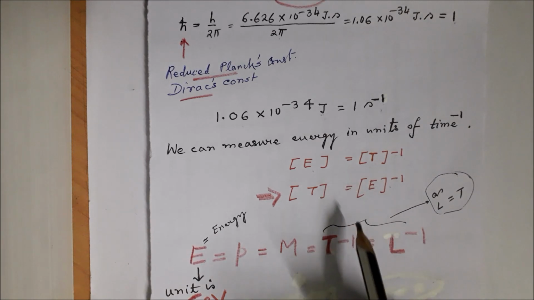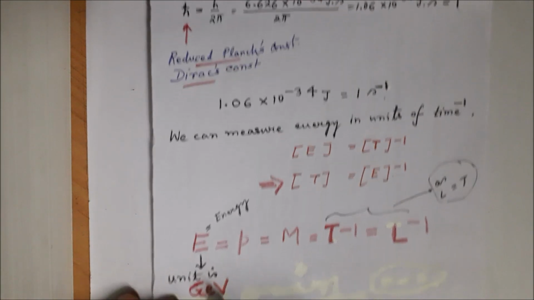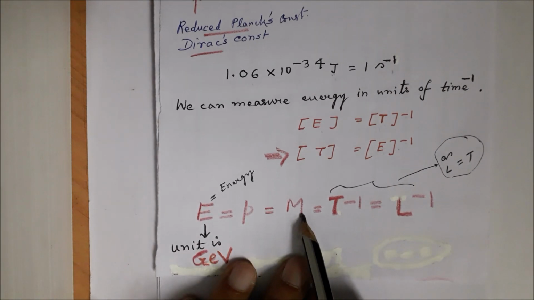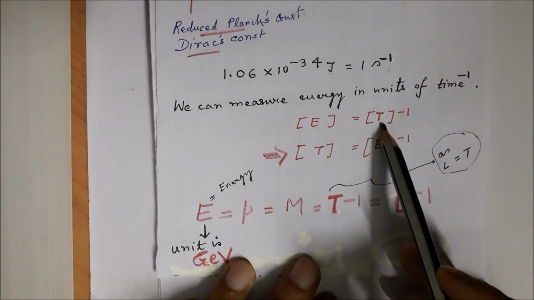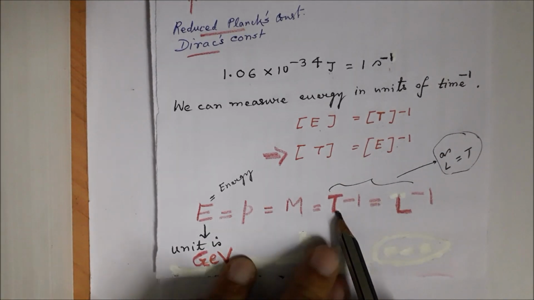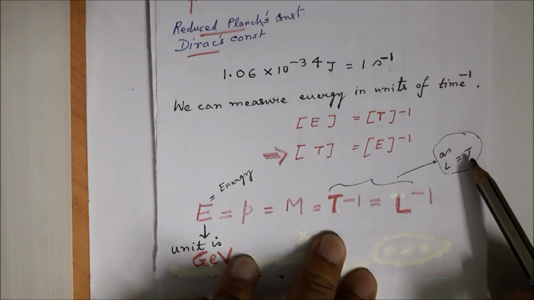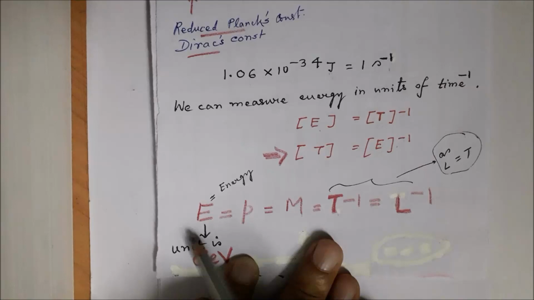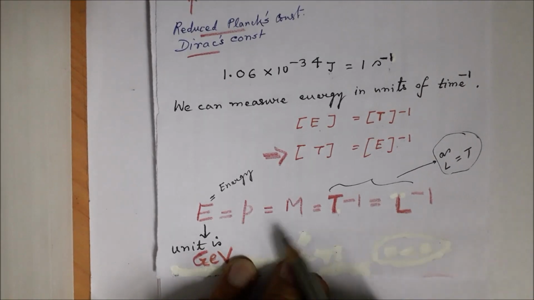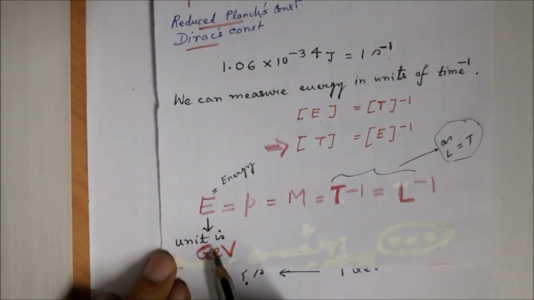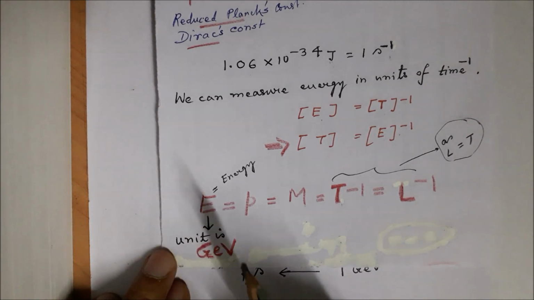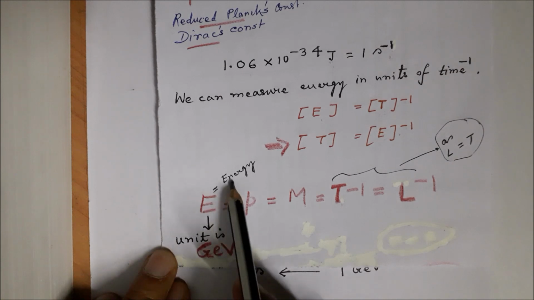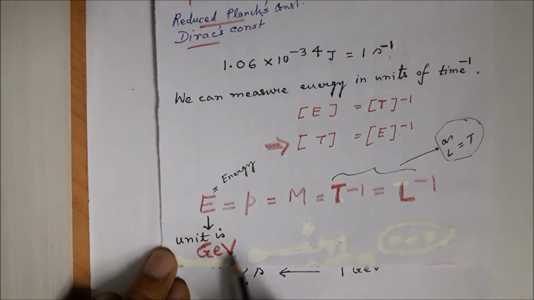So we can combine all the results. A little while ago we got this result, E equal to P equal to M, and now we have E equal to T inverse, and earlier we got L is equal to T because we put c equal to 1, and therefore we get this relation. Now here one thing should be very importantly mentioned, that the unit of energy is taken as GeV.